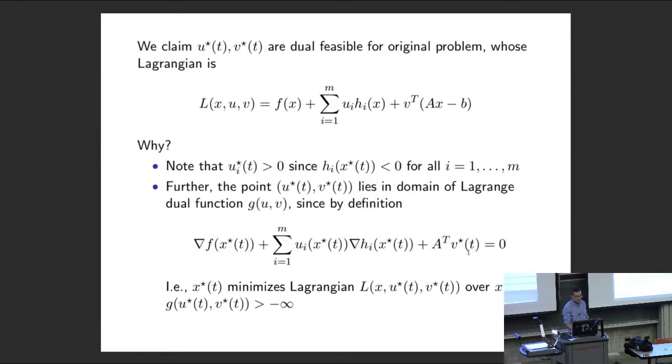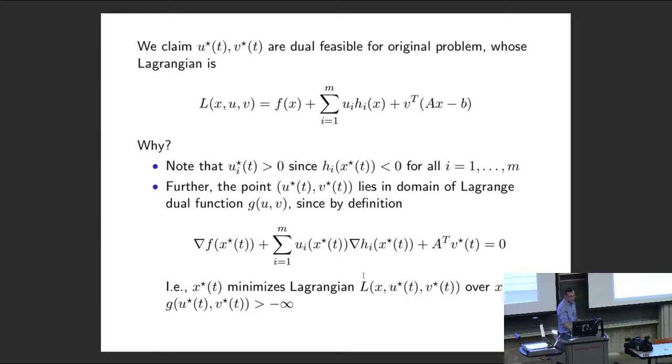So this is just plugging in for u and v in the stationarity condition we got for the central path problem. And if you look at this, this is actually the stationarity condition for our original problem, right? That had constraints h_i of x less than or equal to 0 and Ax equal to b. So what we said is that at the point u and v, x minimizes the Lagrangian.